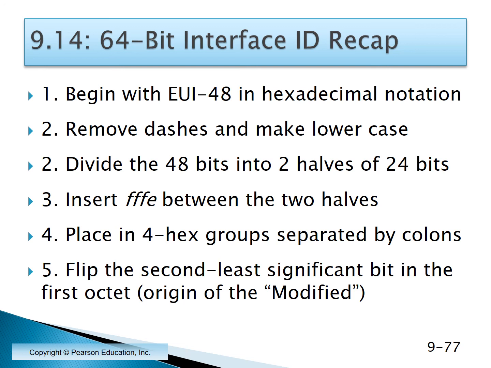So just a quick recap. You begin with your EUI-48 address in hexadecimal notation. You remove the dashes and make them lowercase. Then you divide the 48 bits into 2 halves of 24 bits. And then you insert FFFE between the 2 halves. And then you place them in 4 hex groups separated by colons. And then finally you flip the second least significant bit in the first octet. So that's why you modify it, and that's why we call it the modified address.